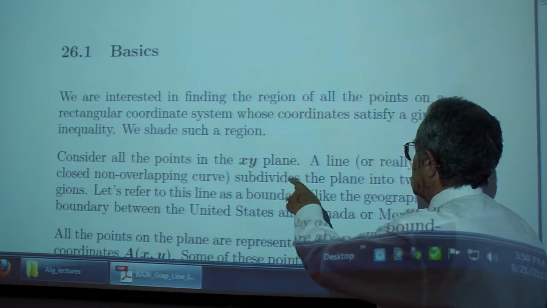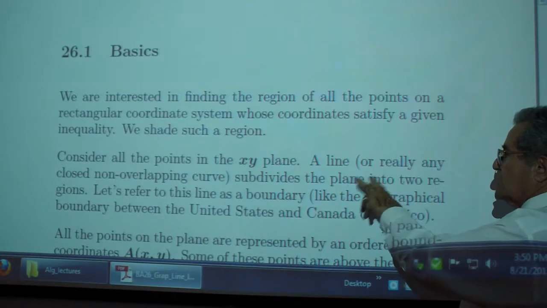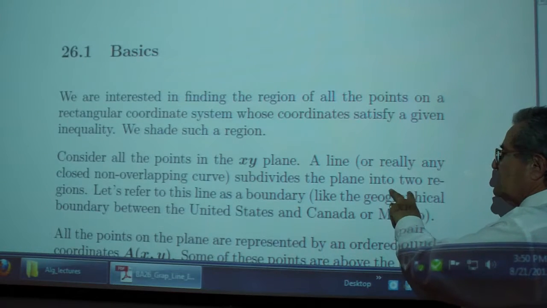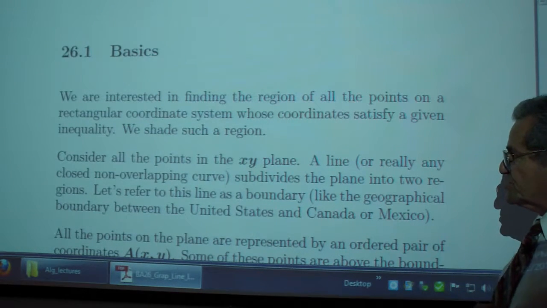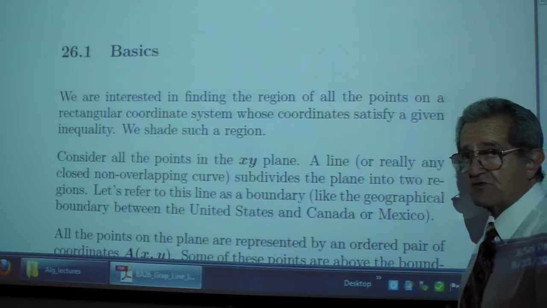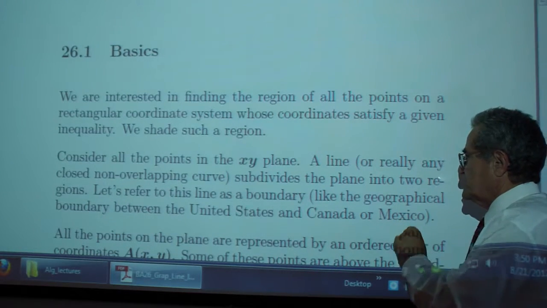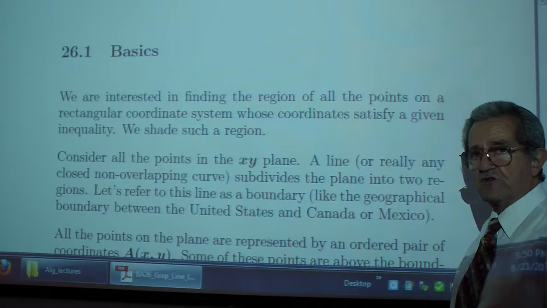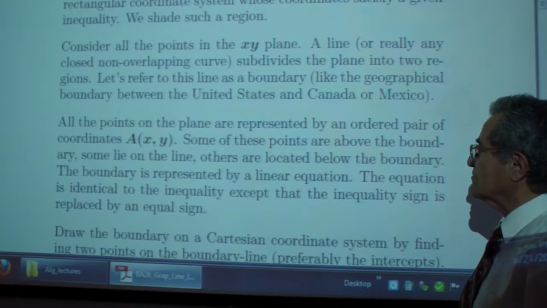Consider all the points in the xy plane. A line, or really any closed non-overlapping curve, subdivides the plane into two regions. Let's refer to this line as a boundary, like the geographic boundary between the United States and Canada, or the United States and Mexico.